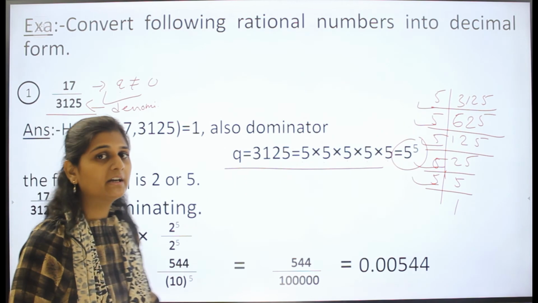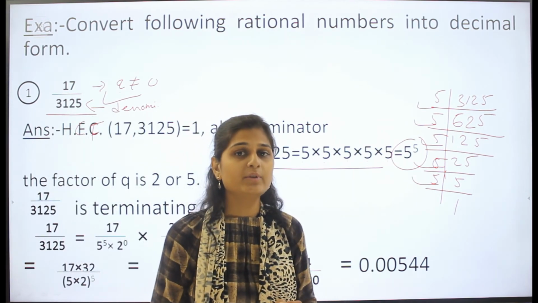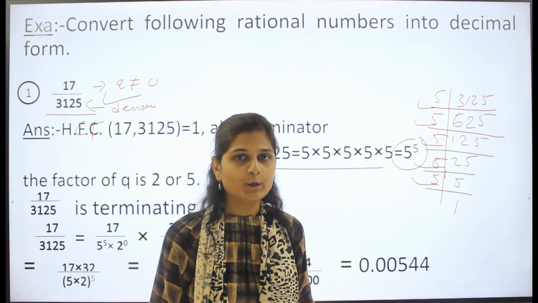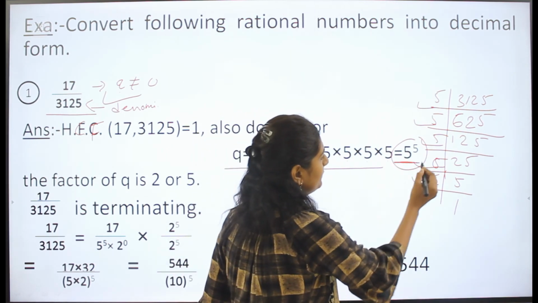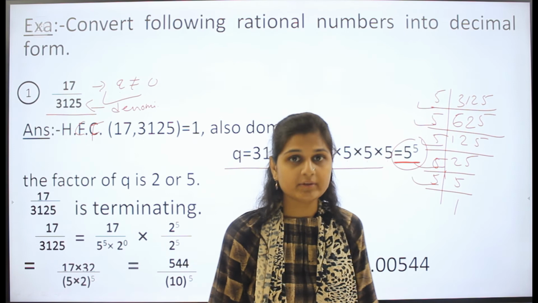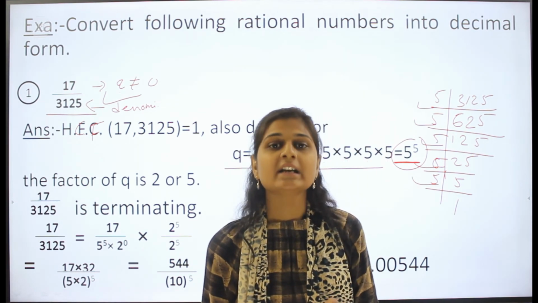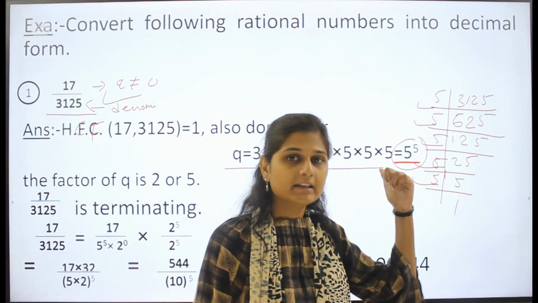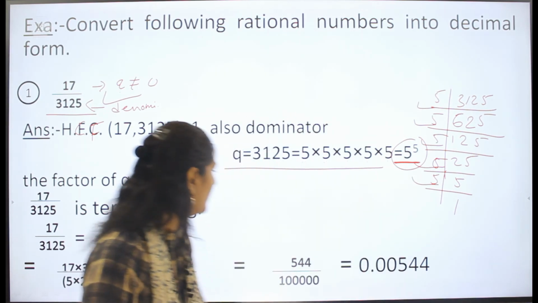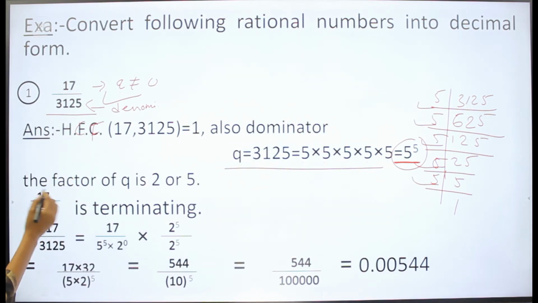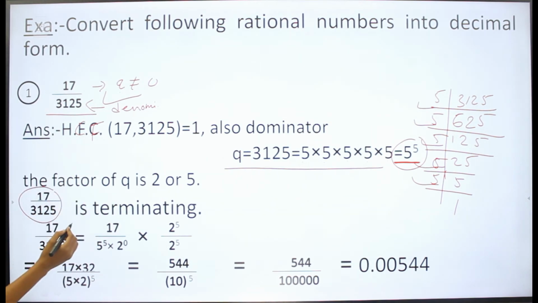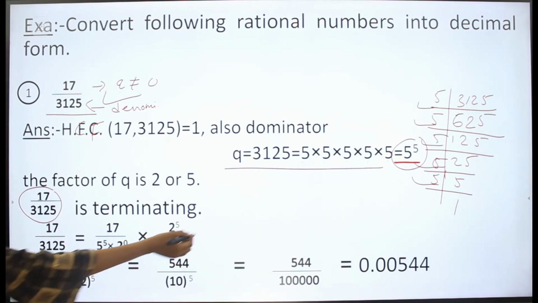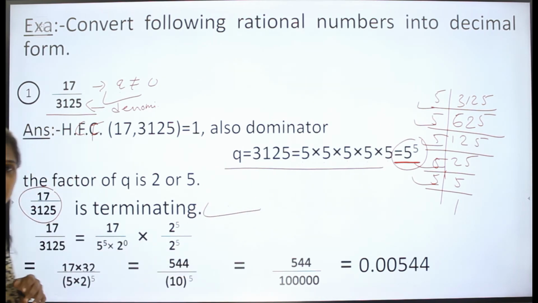Now as you know, the factor of our denominator should be 2, 5 or both. So now as you can see, we are getting the factor of the denominator as 5. That means our condition is satisfied. That means this number is a terminating number. So here we have written that the factor of q is 2 or 5. That means 17 upon 3125 is terminating.